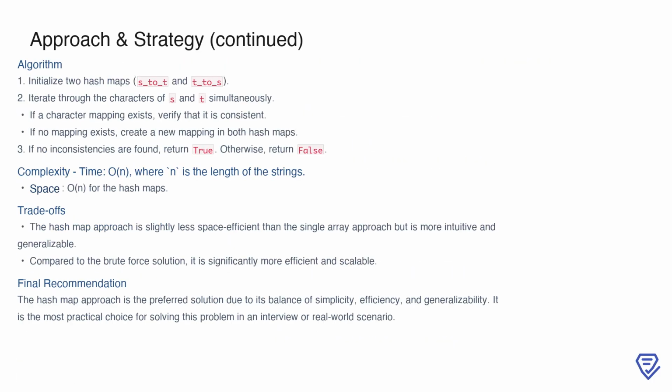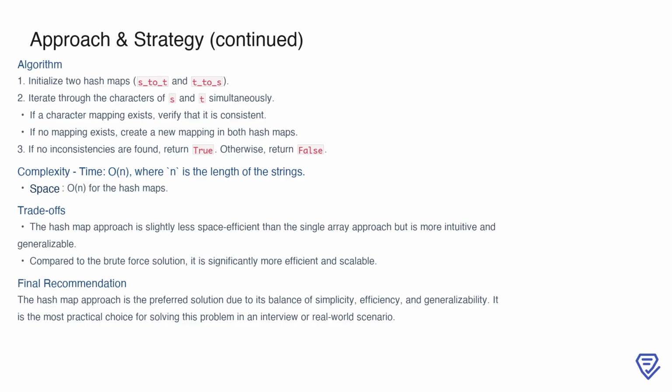To implement the hash map approach, we start by initializing two hash maps, one for tracking mappings from S to T, and the other for the reverse mappings from T to S. Next, we iterate through the characters of S and T simultaneously. For each pair of characters, we first check if a mapping already exists in either hash map. If it does, we verify that the existing mapping is consistent. If no mapping exists, we create a new entry in both hash maps. By the end of the iteration, if no inconsistencies are found, we can confidently return true, indicating that the strings are isomorphic. Otherwise, we return false.